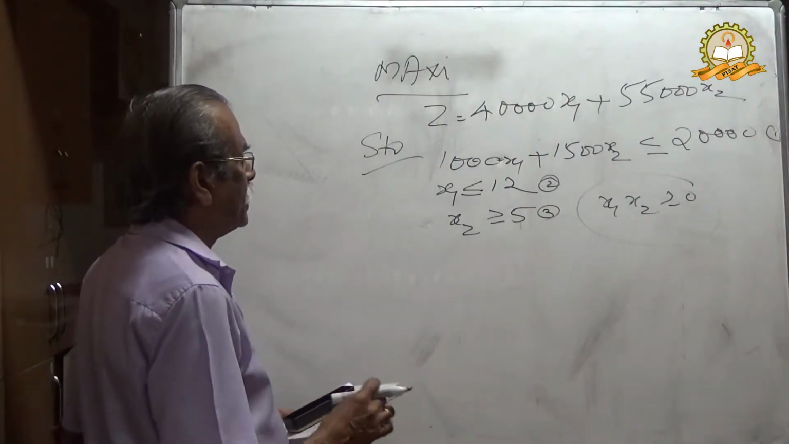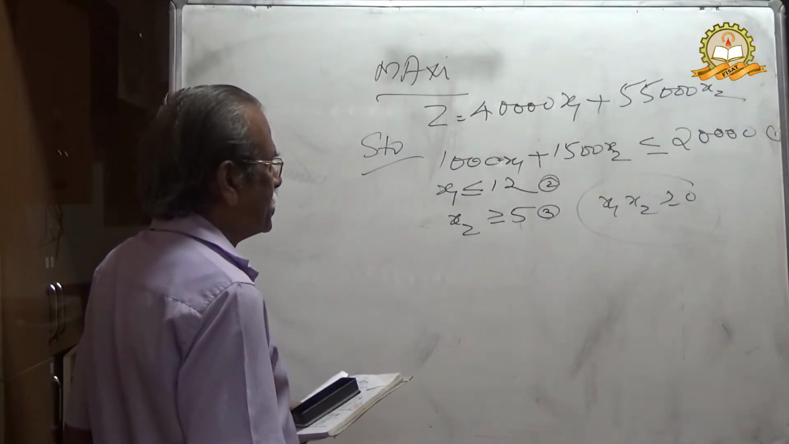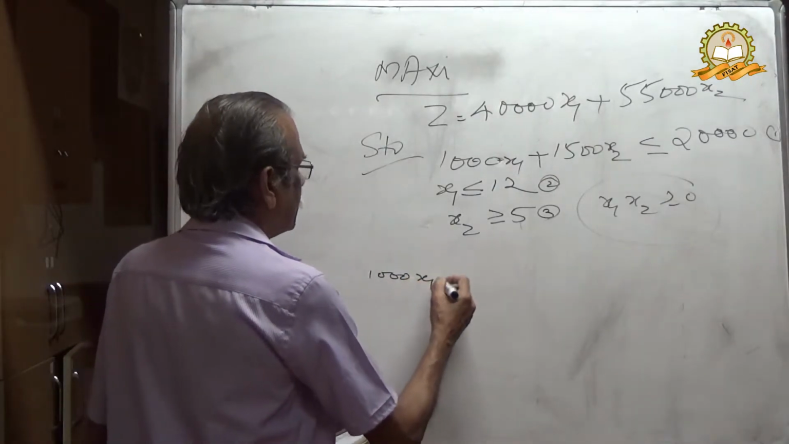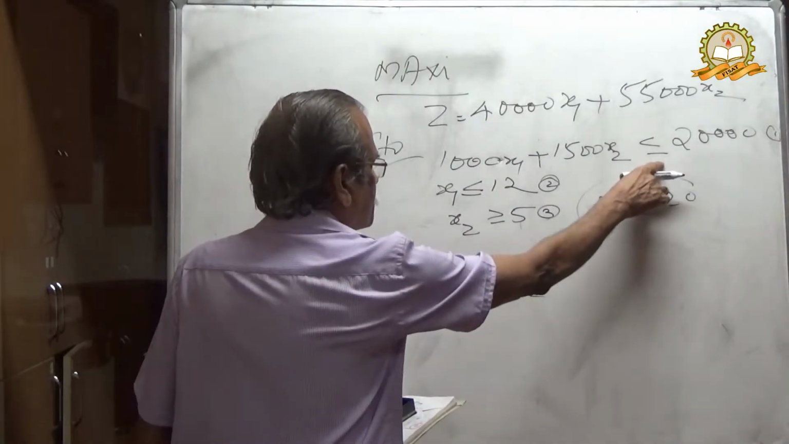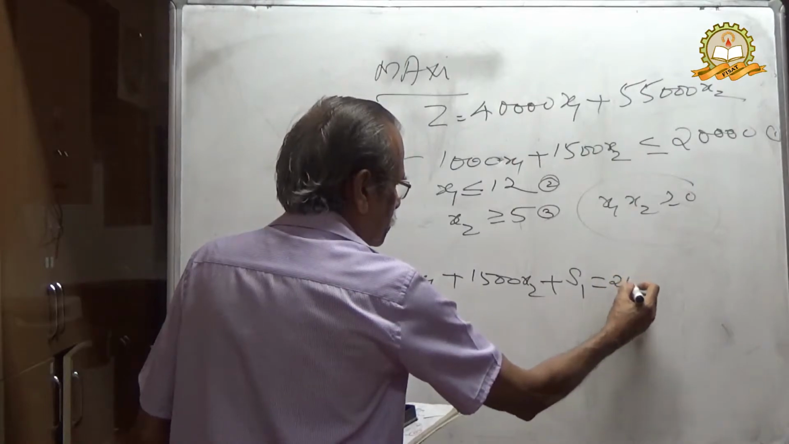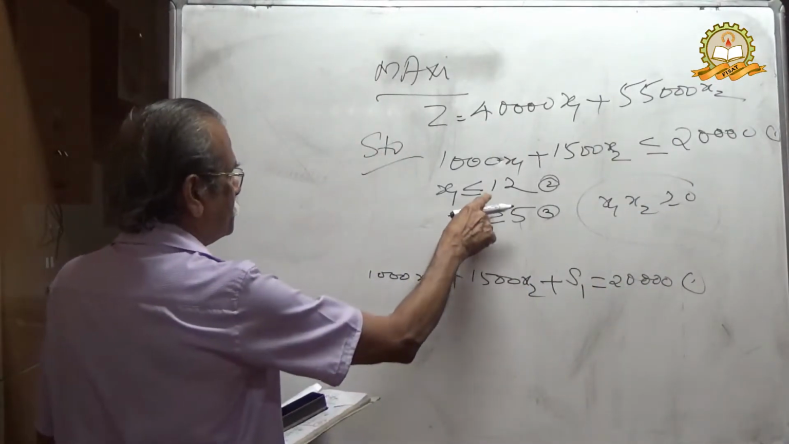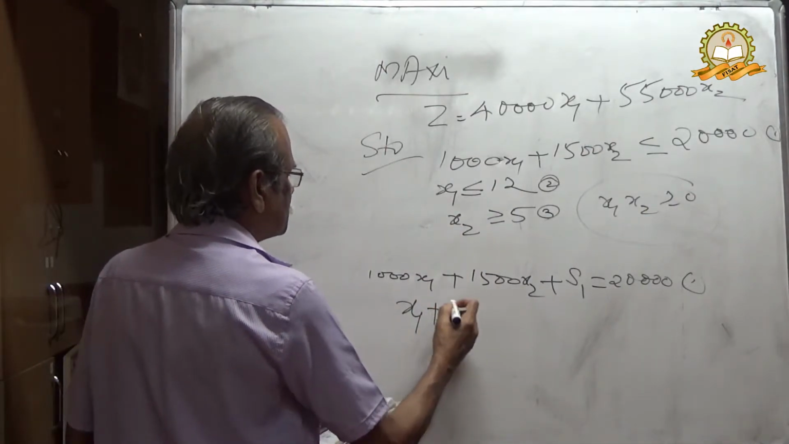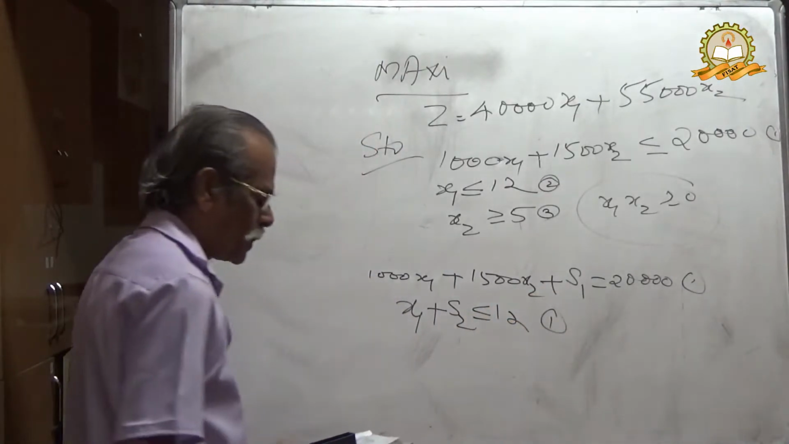You can add slack variables and write the equations as 1000 x1 plus 1500 x2 plus slack variable s1 equal to 20,000. Then this is also less than or equal to, therefore you have x1 plus s2 equal to 12, equation 2.